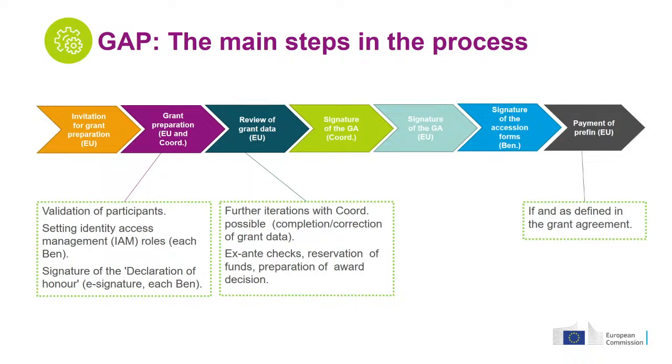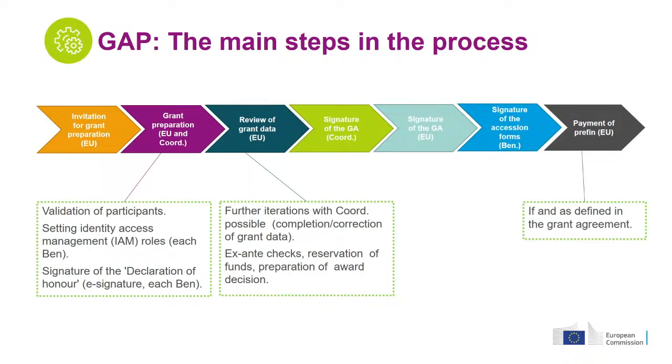Also, a very essential step is the signature of the Declaration of Honor. This is a document that contains specific statements that you have to make. It's an official statement, for example, that you have not been in an exclusion situation, that you have not been convicted of fraud or other things, and that you respect all the statements of the grant and everything. This is a document that is very essential.